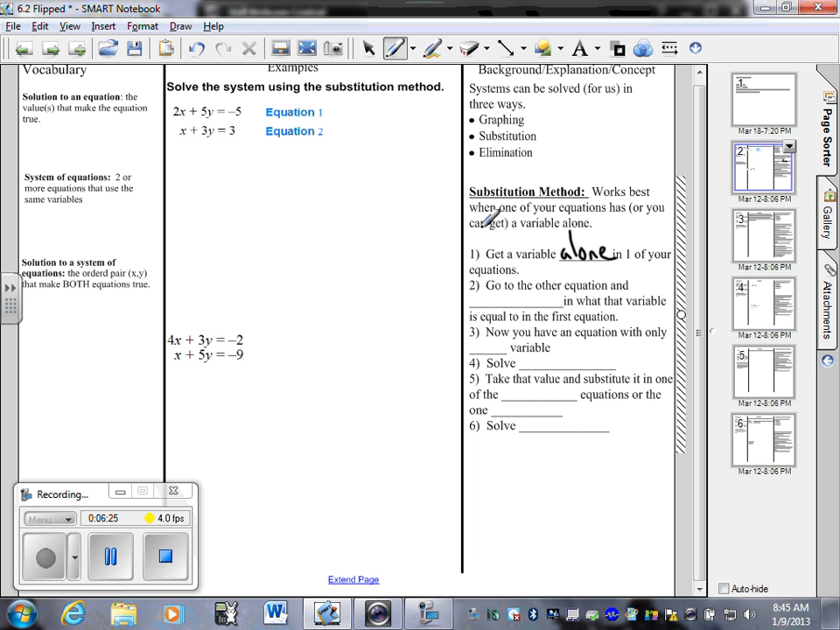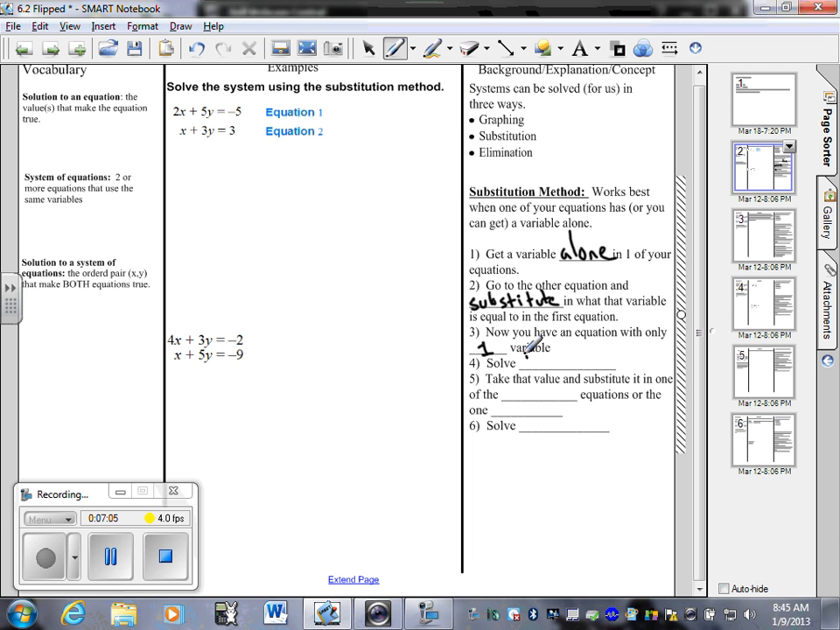The second thing we want to do is go to the other equation and substitute. That's why the method is called substitution. We want to substitute in what that variable is equal to in the first equation. And again, these will be more clear as we go through it, but I did want to talk about the steps today. Now, step 3. Now you have an equation with only one variable. That's important, right? With two variables, the answer looks like a line. It requires two values. With one variable, the answer can be a number.